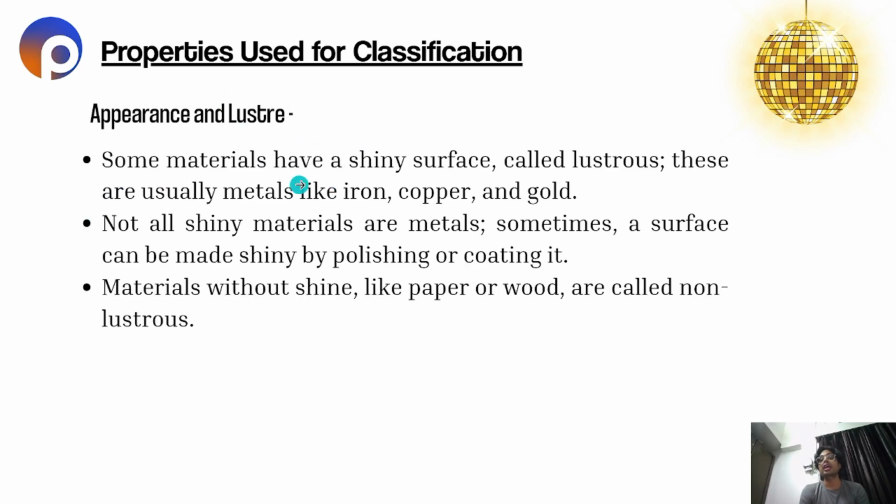Some materials have a shiny surface called lustrous. These are usually metals like iron, copper, and gold. Not all shiny materials are metals. Sometimes a surface can be made shiny by polishing or coating it. So, not all shiny materials are metals like iron, copper, or gold. Some can be made shiny by polishing or coating it.